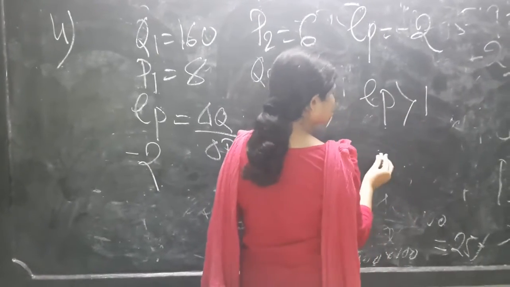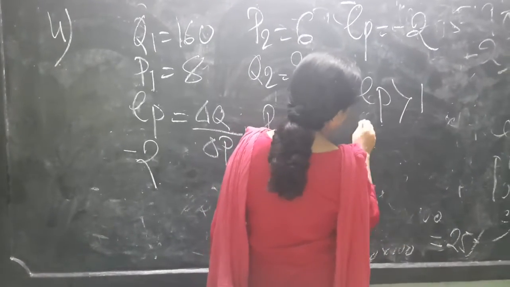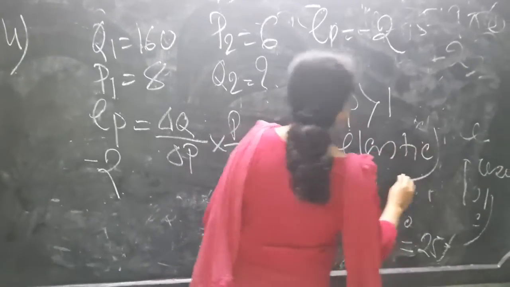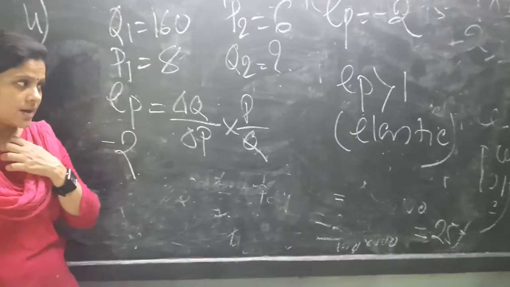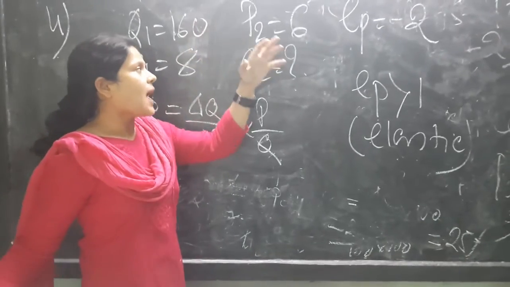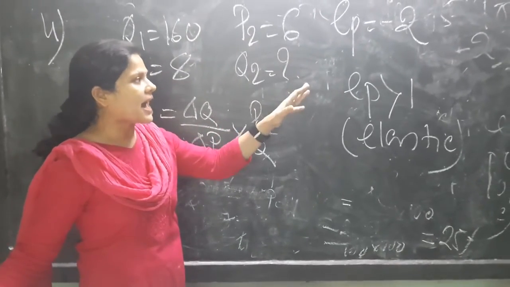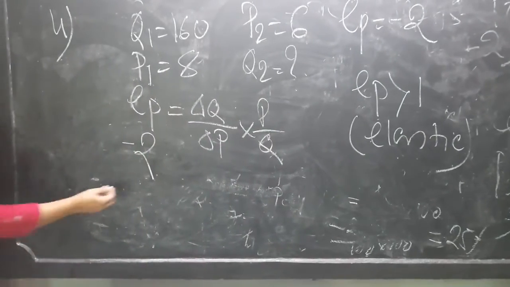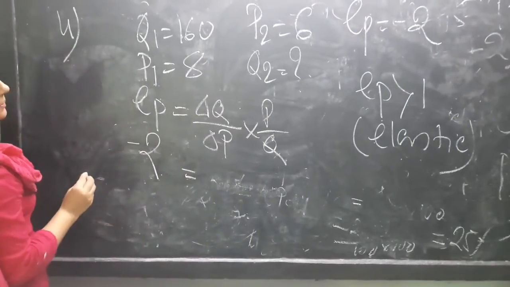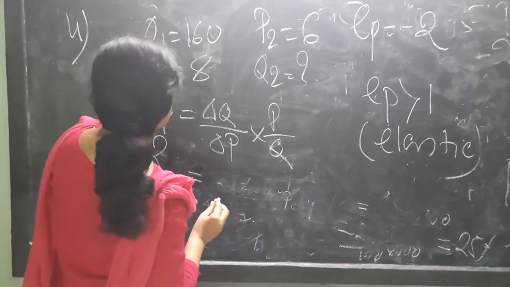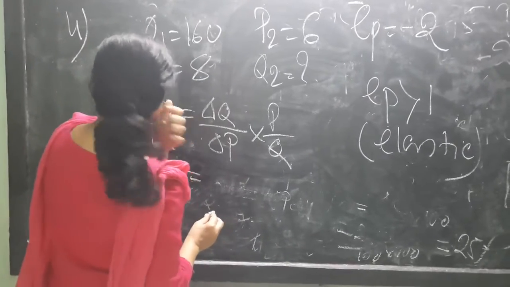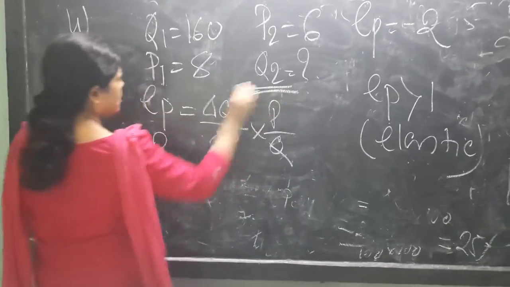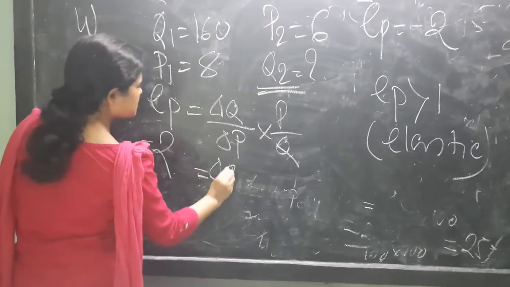What is the characteristic of the elasticity of demand? It will be elastic. If the demand is elastic, it means the price changes less than the change in quantity demanded. See here what is happening. Delta Q is difficult to find out because we don't know the value of Q2, so keep it as it is.